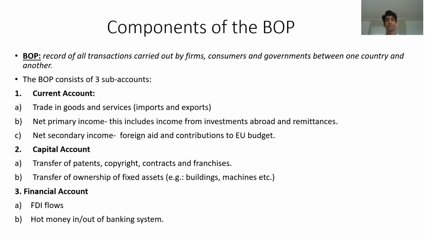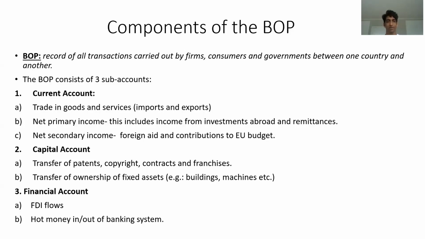Last but not least, we also have the net secondary income. Now, this is a very small component, which you needn't worry about too much, because it really just consists of foreign aid or contributions to the EU budget in the case of the UK current account. And foreign aid and the EU budget, I think, collectively only accounts for slightly over 1% of UK GDP. So it's not such a big component.